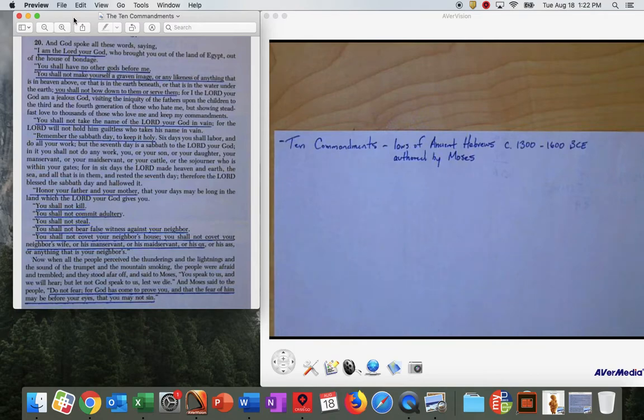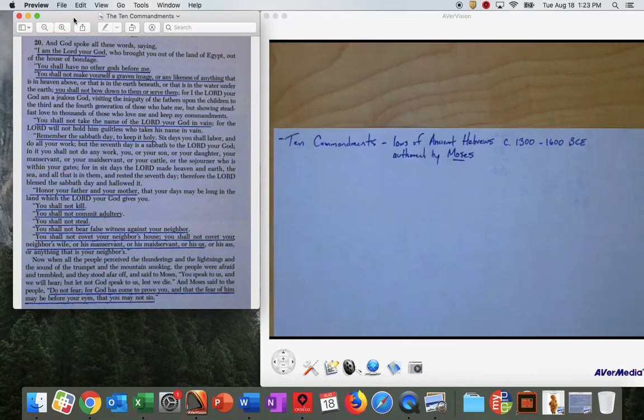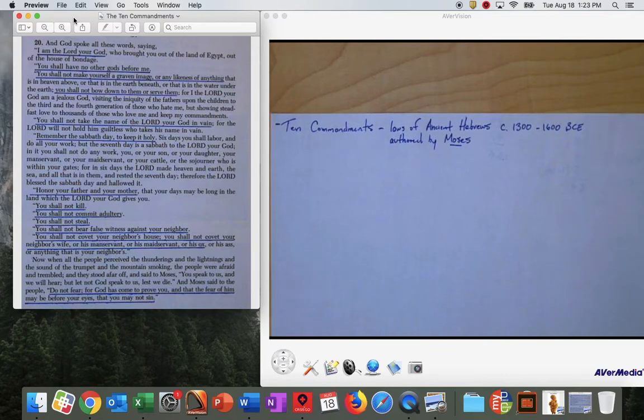Now, according to the Bible, it says that Moses received the Ten Commandments from God, but since this is a history class and not a religion class, we're going to say they were written by Moses and said they came from God. This in no way is meant to diminish or make light of a religious tradition, but for historical purposes, that's what we're going to say.